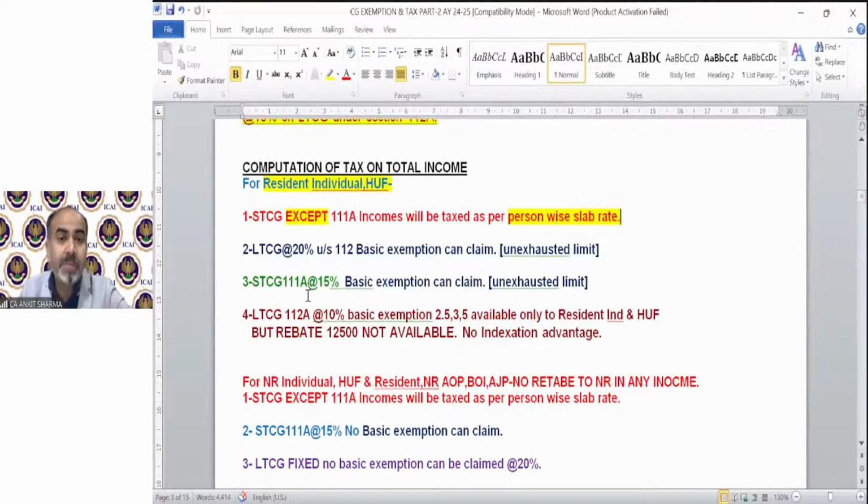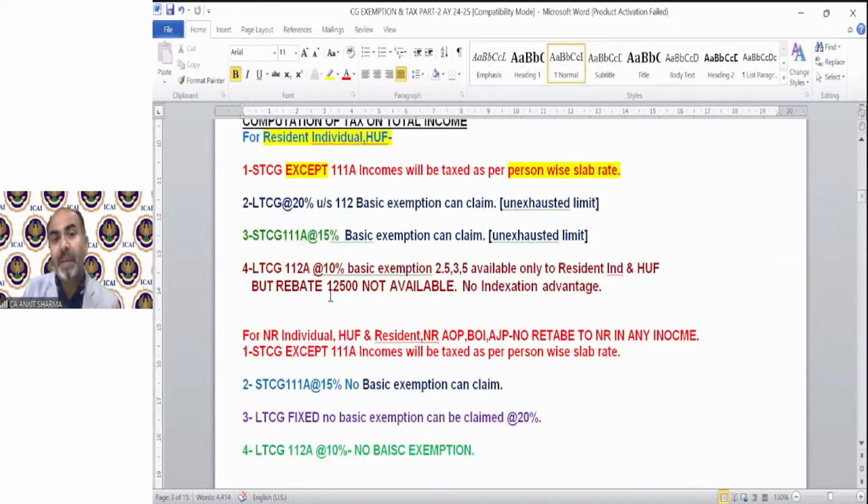If it is a short-term 111A, that is going to be taxable at the rate of 15%, and the basic exemption can claim the unexhausted limit. जो लिमिट बची है 2.5 लाख या 3 लाख में से, उसका पार्ट आप यूज कर सकते हैं. If it is a long-term capital gain under section 112A, at the rate of 10%, basic exemption of 2.5, 3 or 5 is available only to resident individual and HUF.